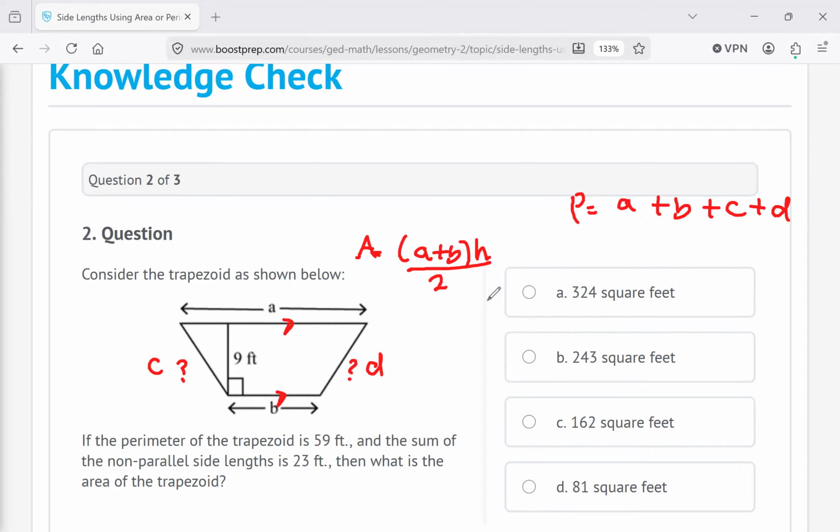And then I'm going to write down what we have. So maybe I'm going to start with this formula. The reason I'm going to start with this formula is because I don't know what A plus B is. I do know what the height is, which is 9, right? But I don't know what A and B are, and I don't even know what C and D are. So let's use this formula first. If I use this formula, they specifically said that the perimeter of the trapezoid is 59. So I'm going to replace this P with 59. Do I know what A and B is?